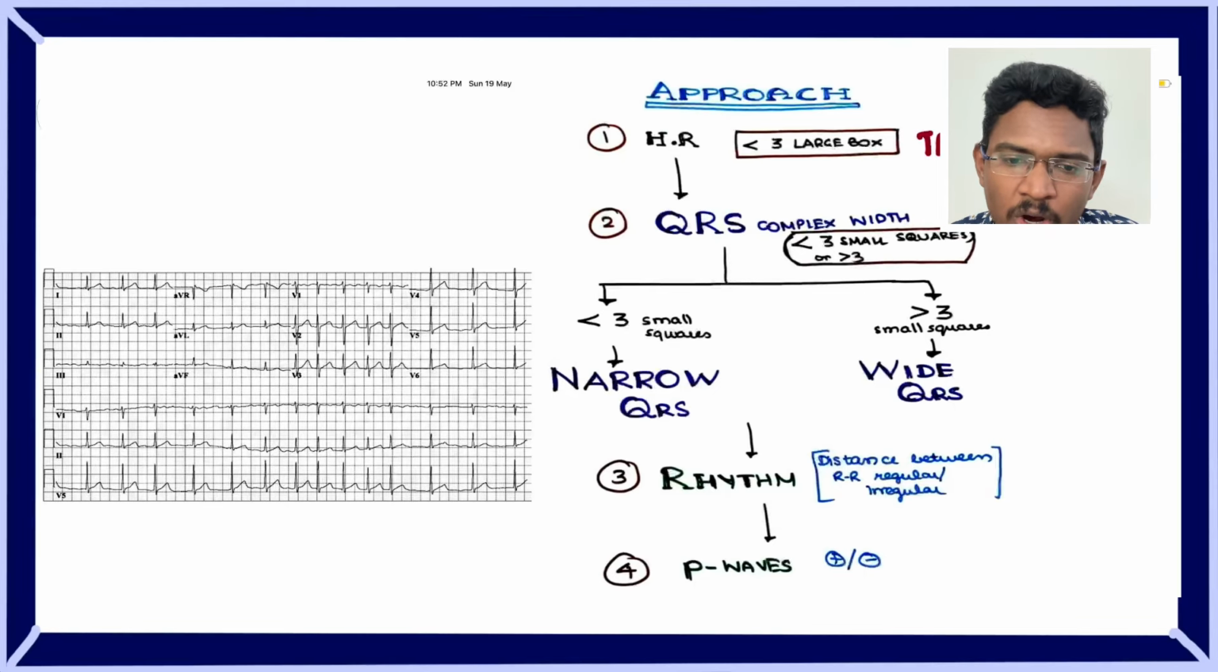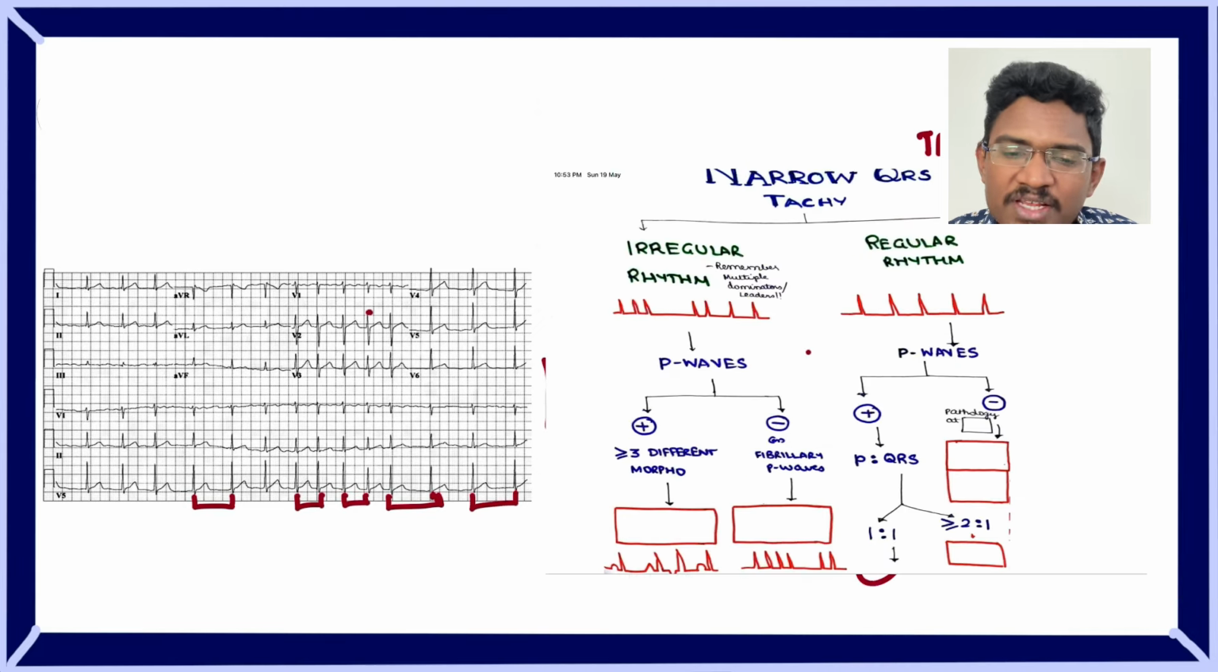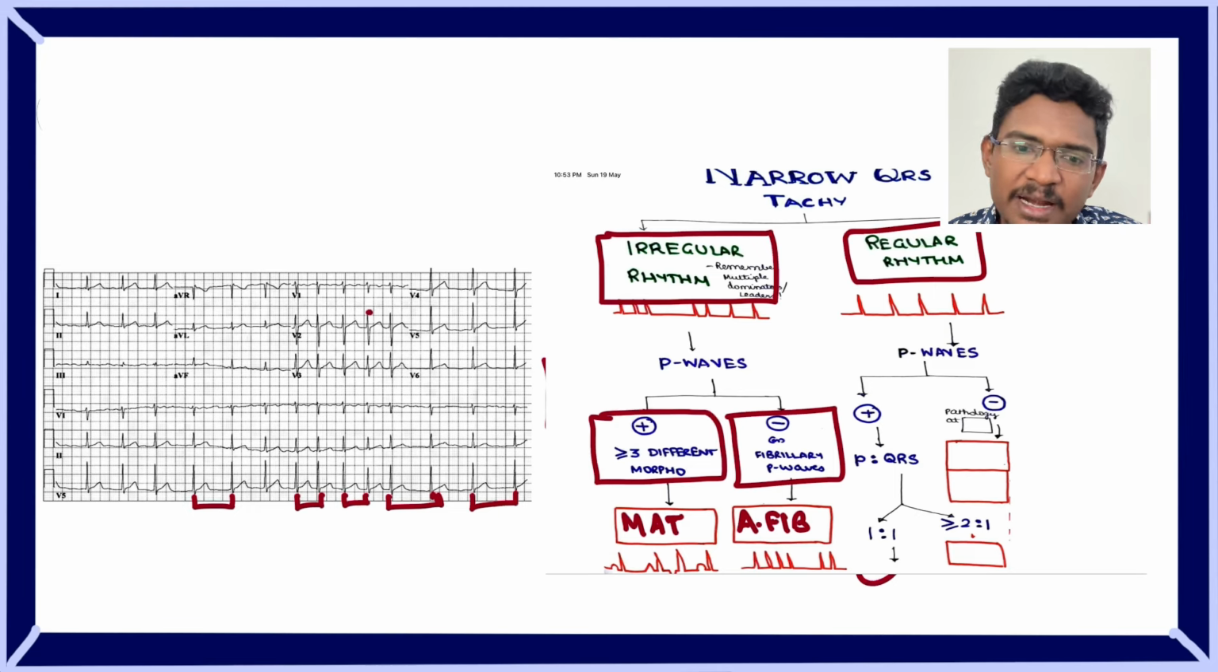Then the next step will be rhythm, the distance between RR in each segment. So here if you see, it is irregular. Irregular rhythm means only 2 differentials. What should come to your mind? One is atrial fibrillation, another is multifocal atrial tachycardia. How to differentiate it? Look for the P waves. If you can't find any P waves, or if there are fibrillary P waves, then it is atrial fibrillation. If you can find P waves and 3 consecutive P waves are of different morphology, then it is multifocal atrial tachycardia.